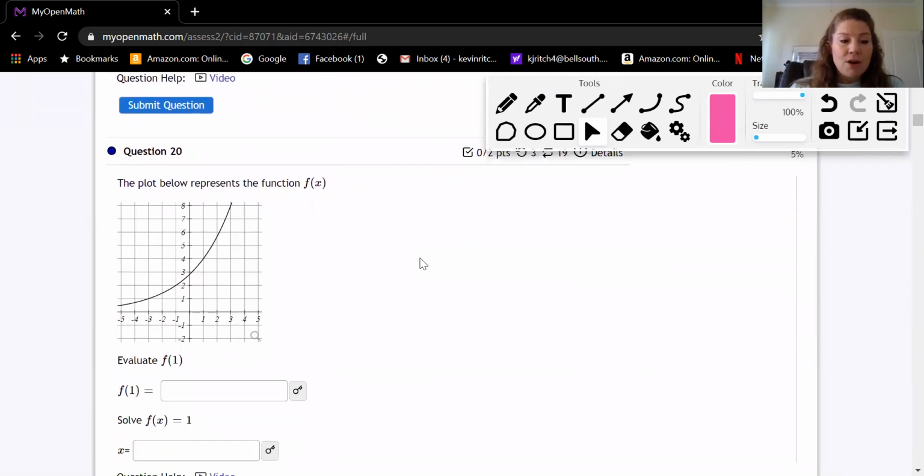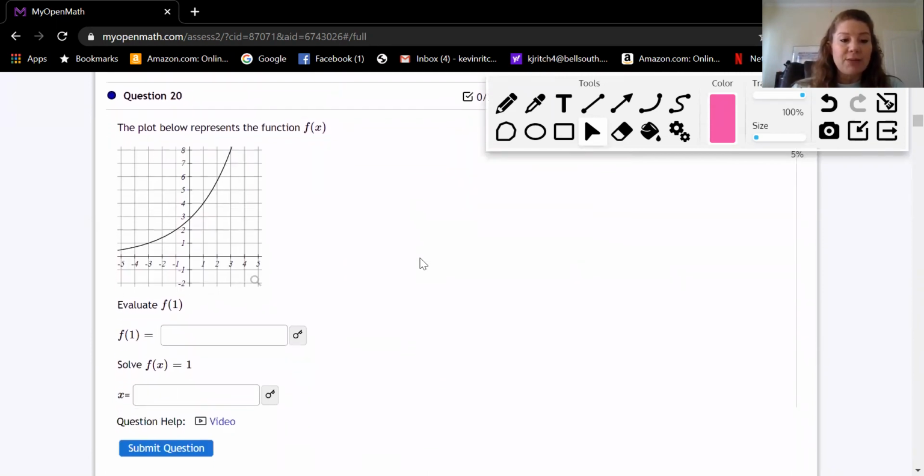That's right. All right, so now number 20 wants us to do the same thing. They want us to tell them what y is when x is 1, so f of x. So 1 is x. So they want you to go up here and find 1 where x is 1, which is right here. And what is the value of y when x is 1? Well, it's a 4. So when x is 1, y is 4.